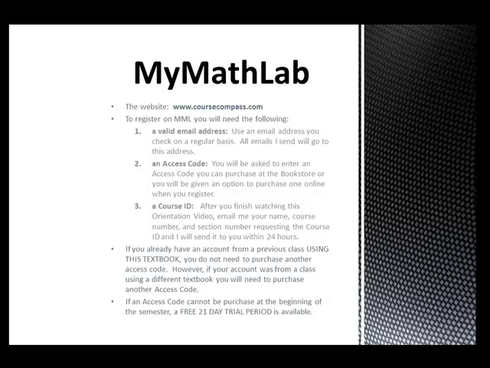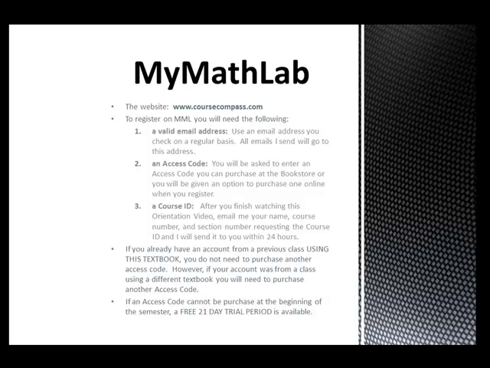An access code. You will be asked to enter an access code you can purchase at the bookstore, or you'll be given an option to purchase one online when you register. A course ID. After you finish watching this orientation video, email me your name, course number, and section number requesting the course ID, and I'll send it to you within 24 hours.